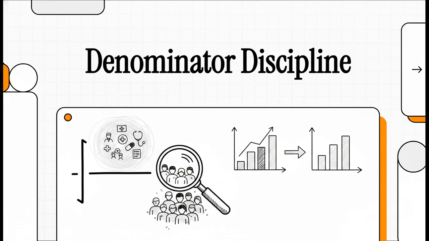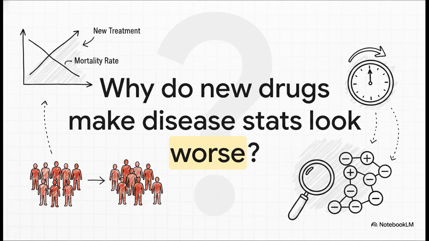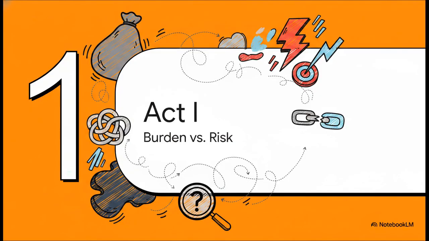any medical headline. To kick things off, let's think about a paradox. Why would a groundbreaking new treatment, one that literally extends patients' lives, actually make the overall disease statistics look worse? I mean, it sounds completely backwards, right? If a drug is keeping people alive longer, shouldn't the numbers look better? Just keep that epidemiological mystery in the back of your mind for now, because solving it is our main goal today. Act 1, the burden versus the risk.